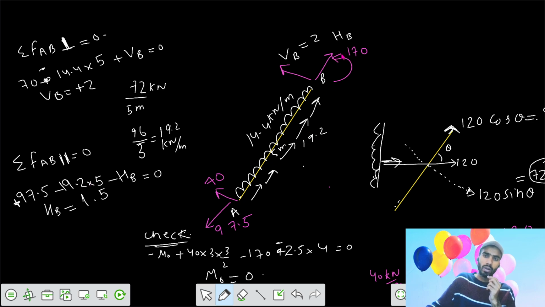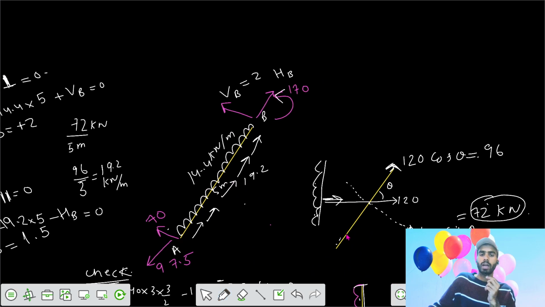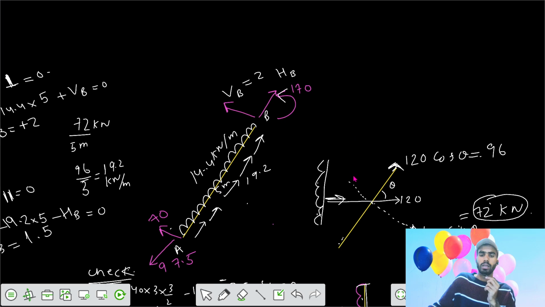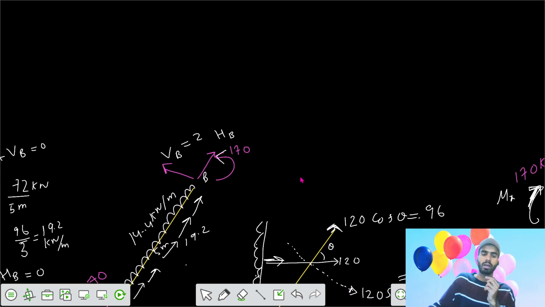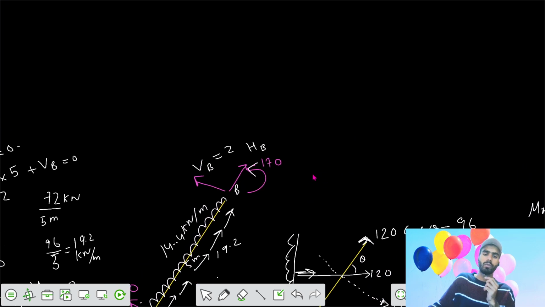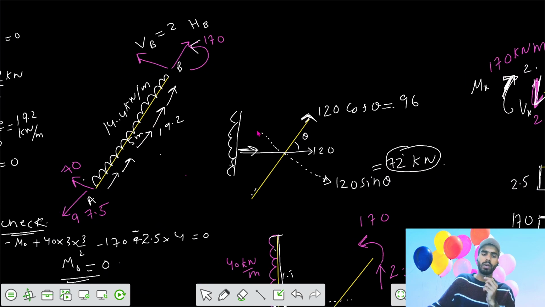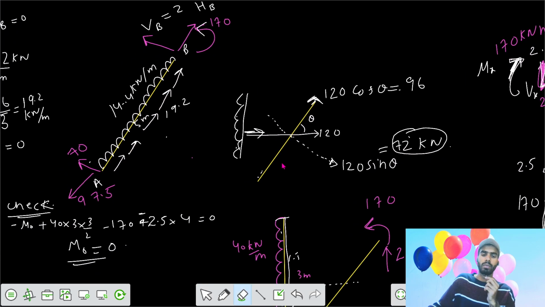If we want to check the moment also, you can do that: 70 into 5 and your UDL into 5 squared by 2. So finally we got those values of that shear force, bending moment and axial forces. So if you want to make that diagram, we can have the diagram.